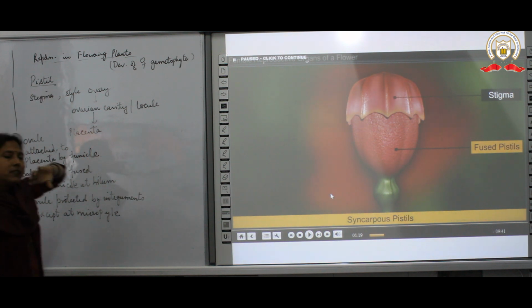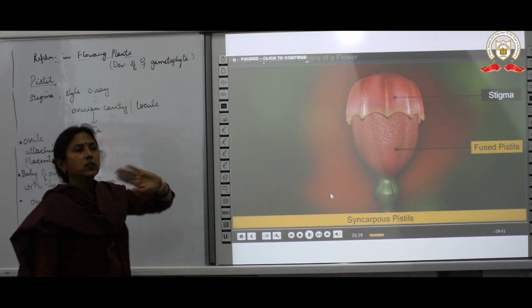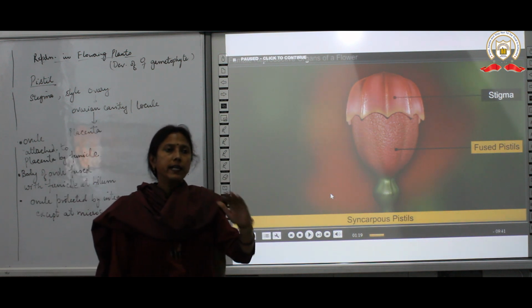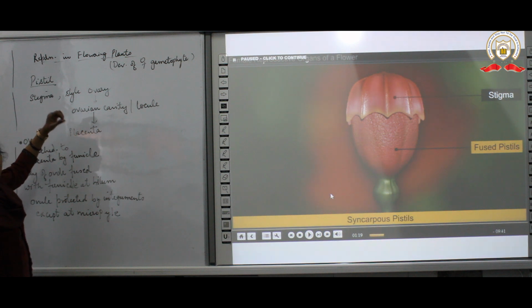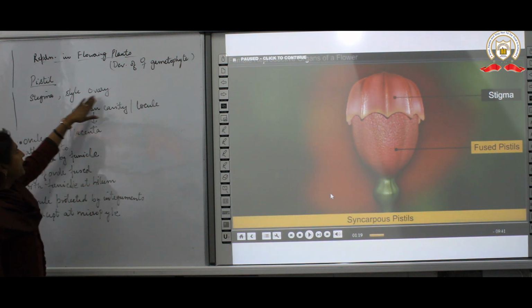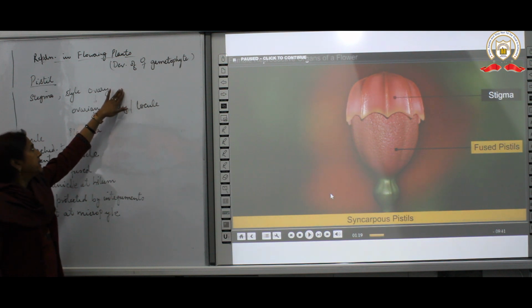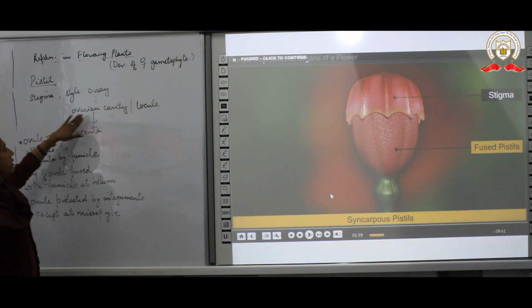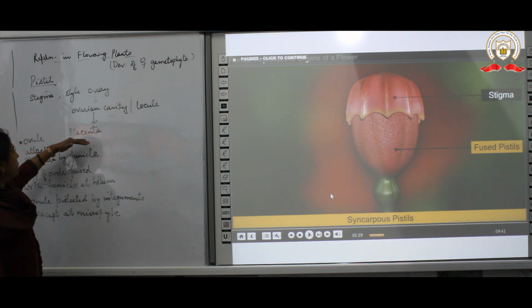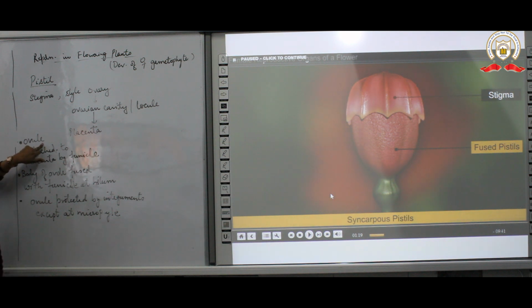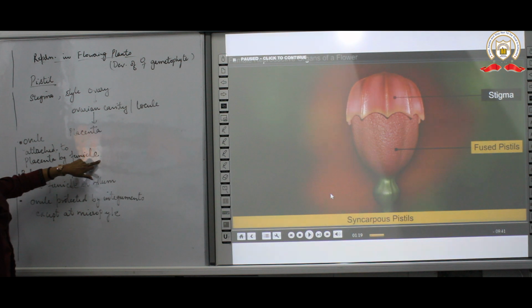Now, the flower has 4 whorls: calyx, corolla, androecium and gynoecium. Gynoecium is the whorl which contains the pistil, and the pistil generally has 3 structures: stigma, style, and ovary. Inside the ovary is present the ovarian cavity or the locule, and inside the ovarian cavity is present the placenta.